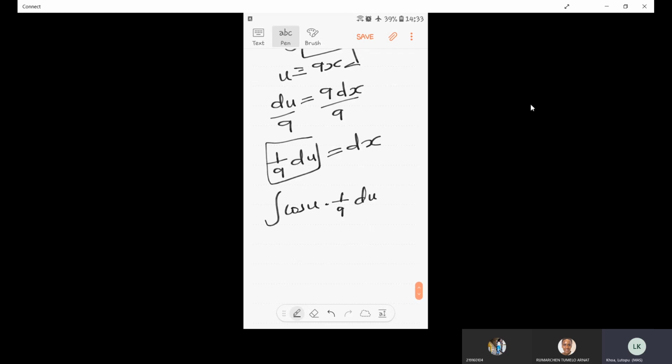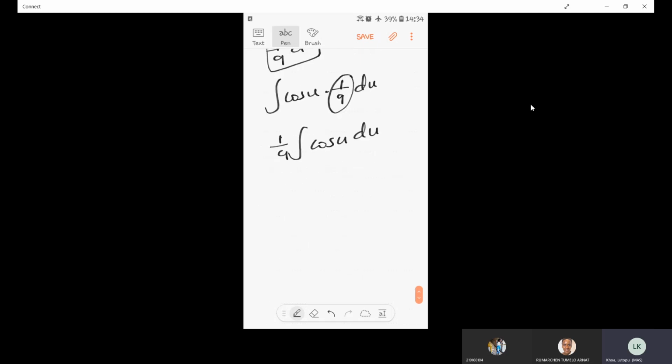Now we know that when we have a constant multiplying a function and we're integrating, we can always take the constant out. So I have 1 over 9, the integral of cos of u du. And again, this is just 1 over 9 sine of u plus c. U is 9x, so I have 1 over 9 sine 9x plus c.